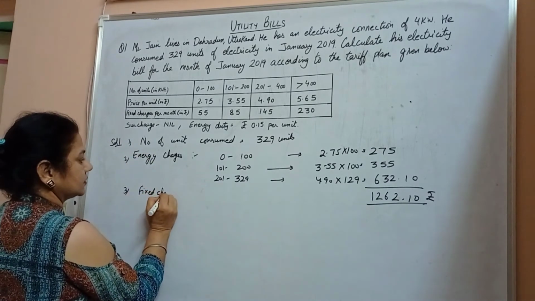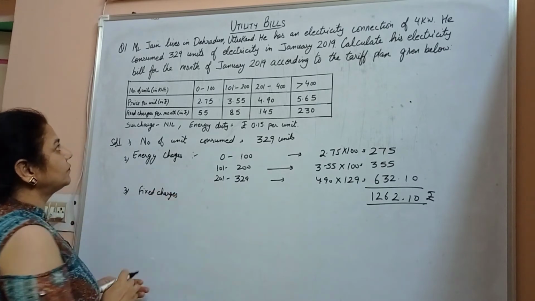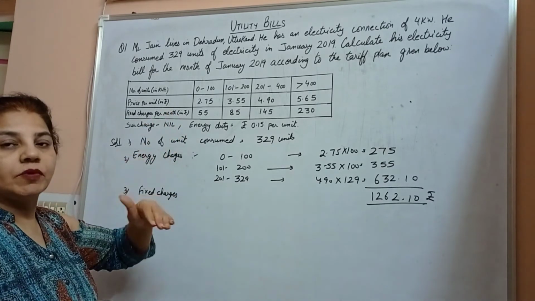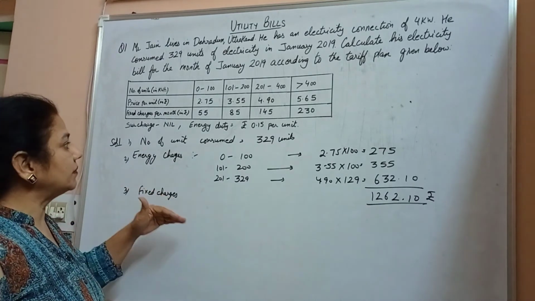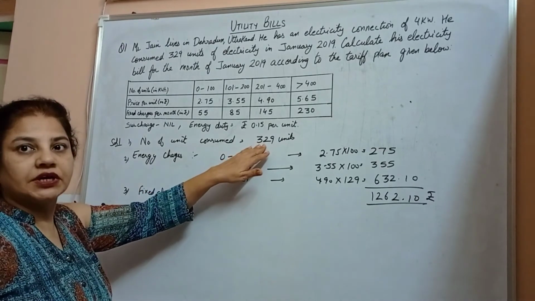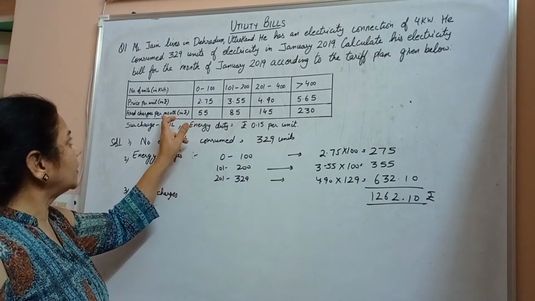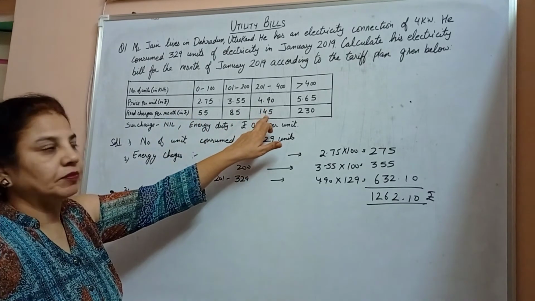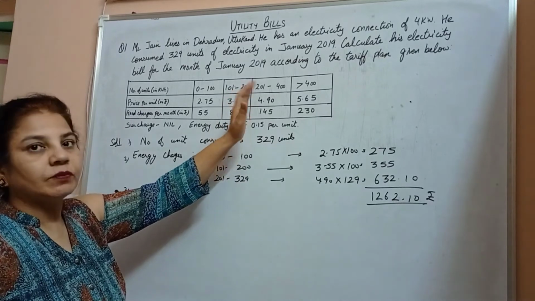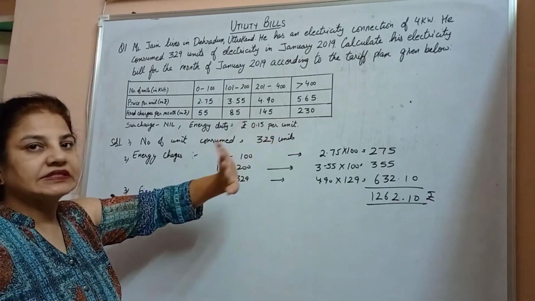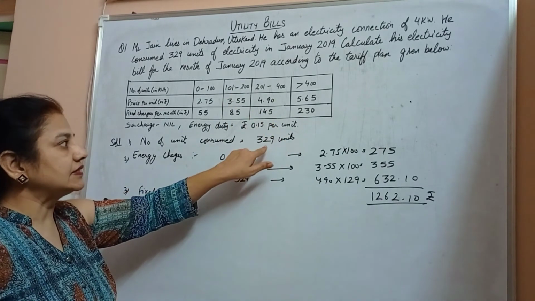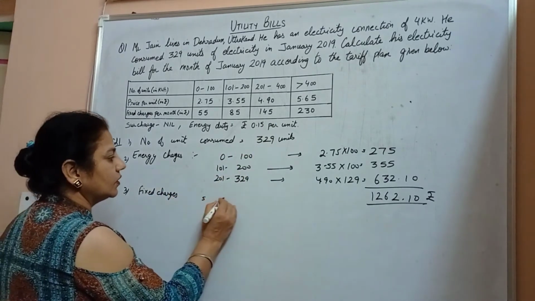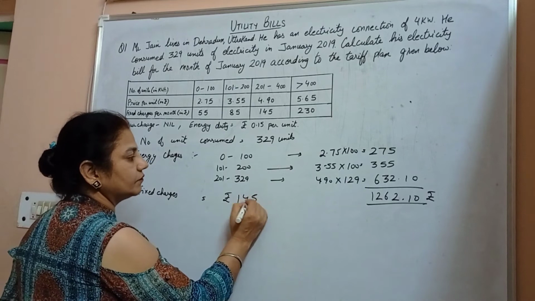Fixed charges. As fixed charges per month in rupees is given to us, per month means we are talking about the month of Jan only. So in the month of Jan, how many units are used? 329 units are used. So according to this 329, the fixed charge will be 145 rupees, because the range 201 to 400 units remains the same, 145 only. Since 329 units are consumed, fixed charges will be rupees 145 only.